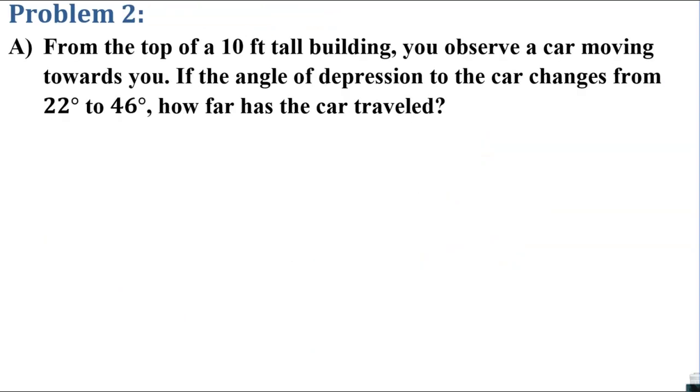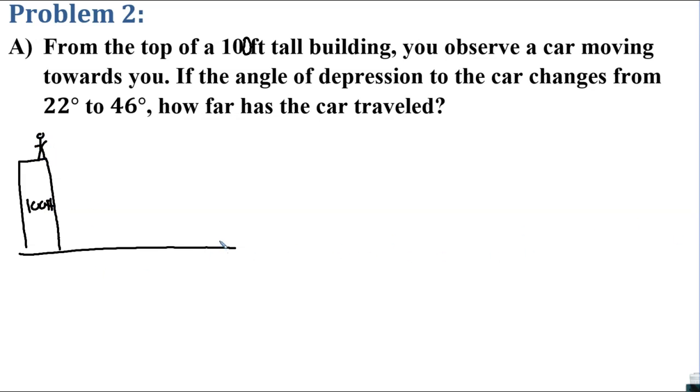All right, let's give problem 2 a shot. And this is just going to be an extension of some of the trig problems we did earlier in the semester. It says from the top of a, let's say 100, instead of 10-foot tall building, 100-foot tall building, you observe a car moving towards you. If the angle of depression of the car changes from 22 degrees to 46 degrees, how far has the car traveled? Okay, so let's draw this situation out here. We've got a building that is, we'll say, 100 feet tall. And for some reason, you're standing on top of it.